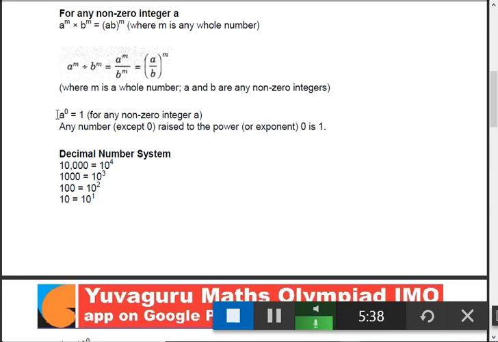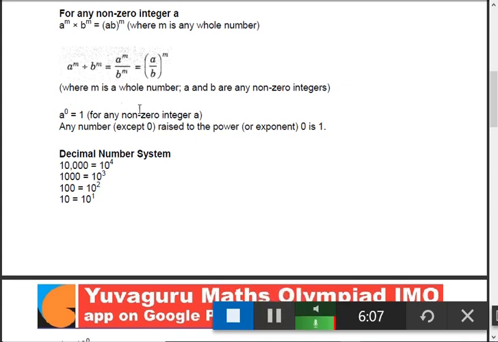Let it be plus or minus, but it should be an integer. Any number except 0 raised to the power or exponent 0 is 1. The important part is that here only integers are covered. That's why it's saying non-zero integer. But the fact is, any non-zero number, it can be an integer or a rational number, anything raised to 0 is 1.